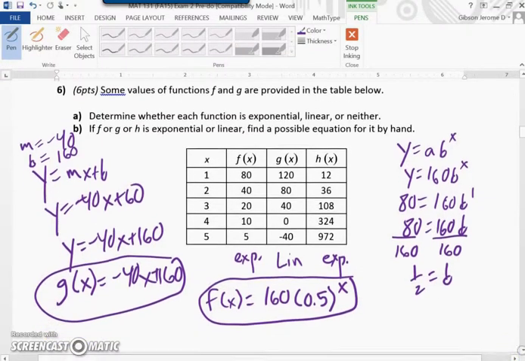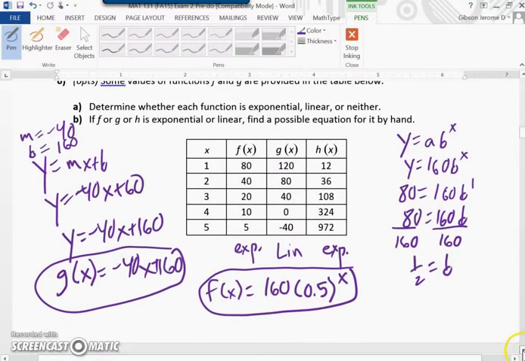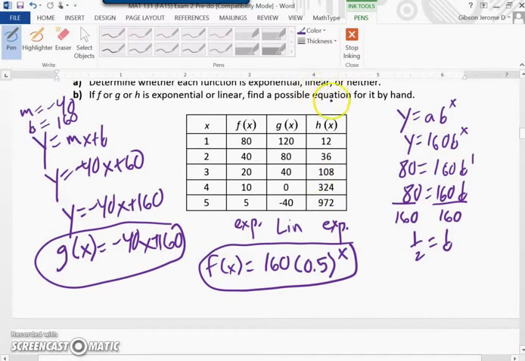Now we need to go to our h of x. Okay, h of x is the same thing. If you notice here, we're multiplying by 3. So when we go up to the 0, we would have to divide by 3. So this would be 0, 4. So our a would equal 4 here.